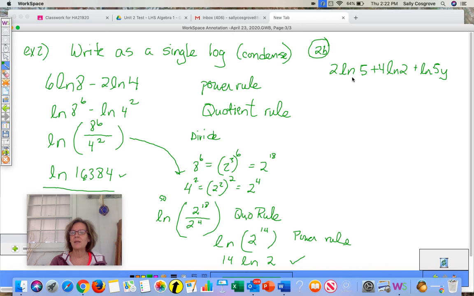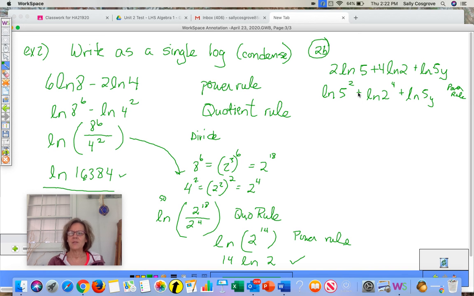So again, my expression, I'm trying to get it down to a single log. Notice what's happening here. I have multipliers out front in front of these two, which should clue you in on the power rule. And then I have plus signs in between, which should tell you you're going to use the product rule. So let's use the power rule first. The natural log of 5 squared plus the natural log of 2 to the 4th plus the natural log of 5y. And how is that legit? We use the power rule for logarithms.